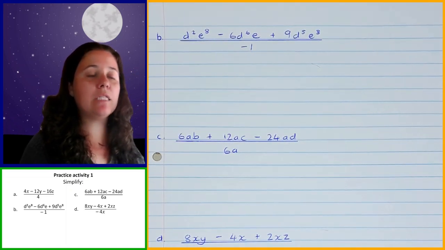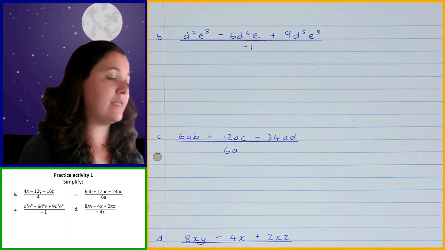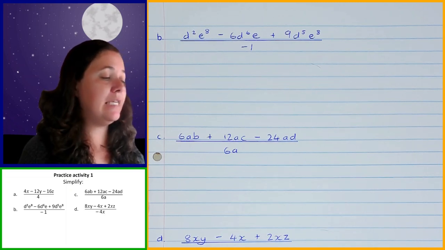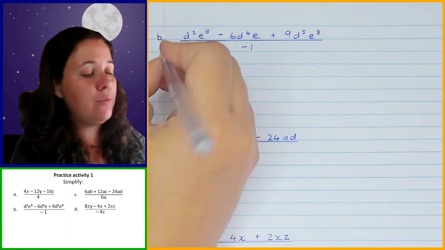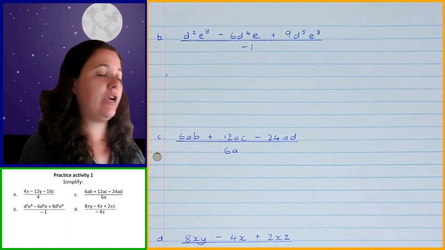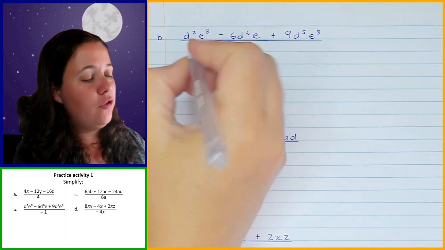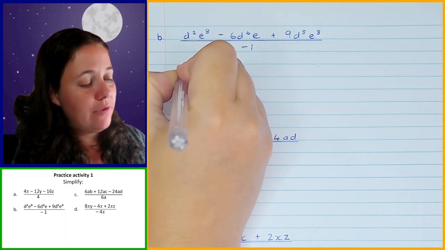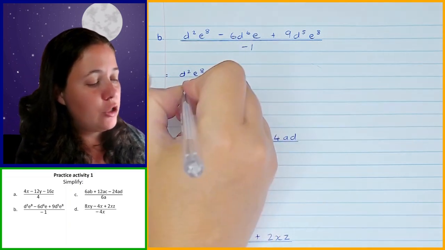you had d squared e to the power of 8 minus 6d to the power of 6e plus 9d to the power of 5e to the power of 8 all over negative 1. Okay, so just like in the previous one, we're going to start off by writing three separate fractions because there are three terms in the numerator of this fraction. So we're going to start off by writing d squared e to the power of 8. And that is over negative 1.